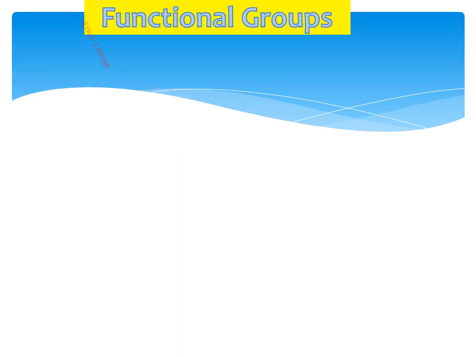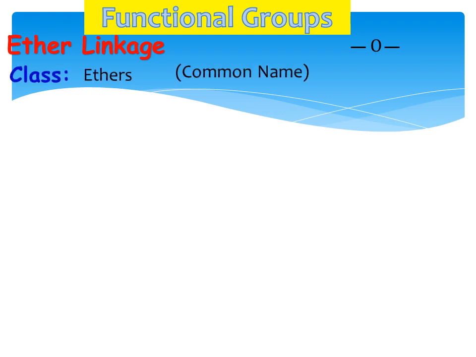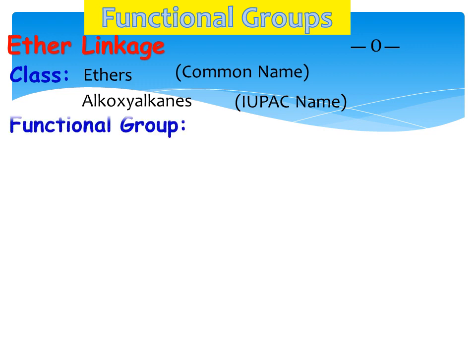carbon atoms. Then we come across another functional group in which you have O in the center with spare valencies on both sides, and these are called ether linkages. The class is ethers. They are commonly called ethers. Whenever you go for its common name, you always have to put the class name, which is ether, but when you go for the IUPAC name, the trend is that you have to replace the alkane with alkoxyalkane, and that oxy represents the presence of oxygen within a chain.